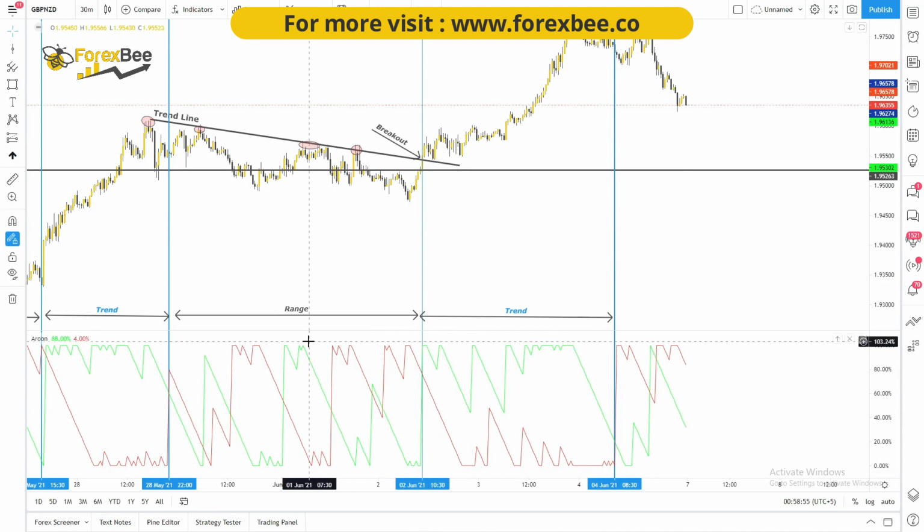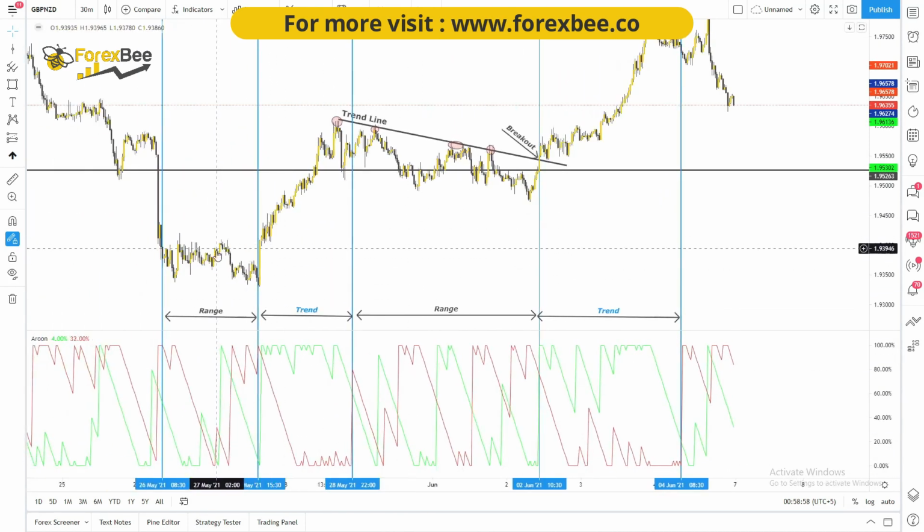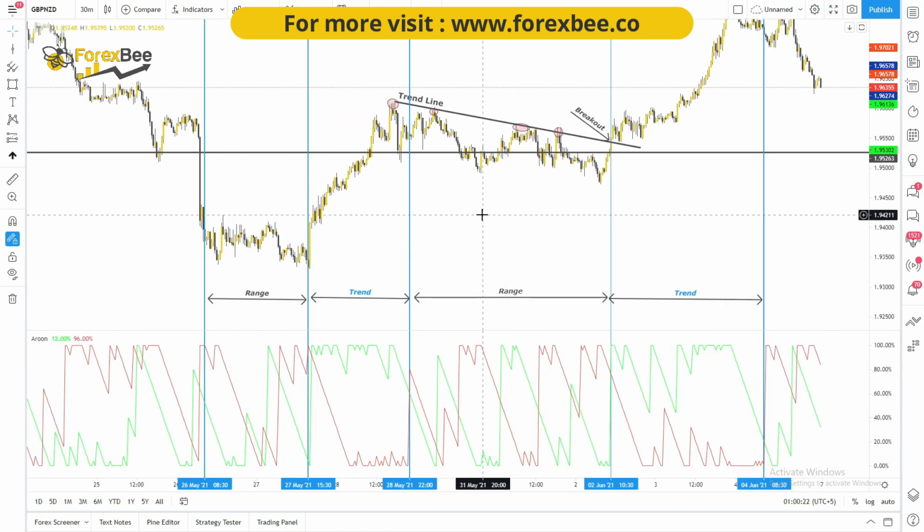And that is how you can use the Aroon indicator to tell if the price is going to move sideways in a range, or if there's going to be a trend, before it actually happens. Let me just repeat that. Whenever the Aroon up and Aroon down are moving parallel to each other, the price is going to continue sideways in a range. As can be seen here, the Aroon up and Aroon down are moving parallel, and the price is continuing in a range. But when the Aroon up and Aroon down are touching the extreme ends, there is going to be a trend.